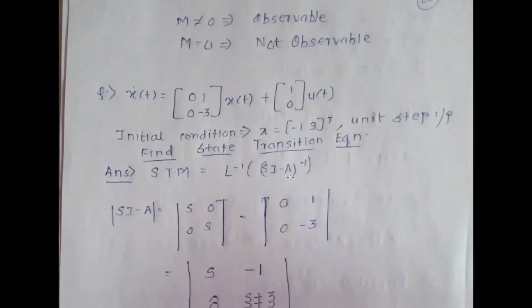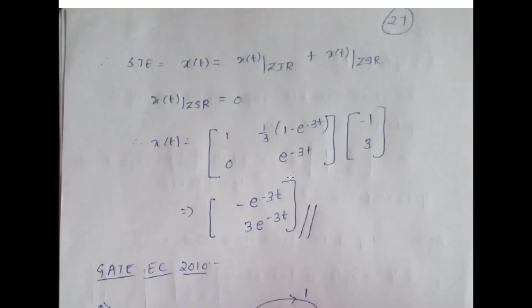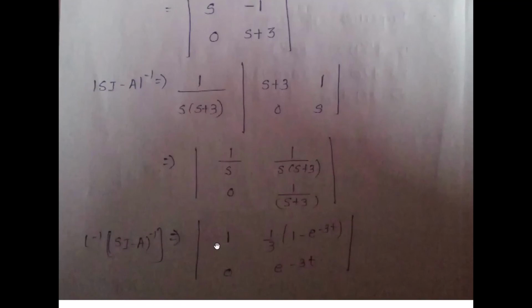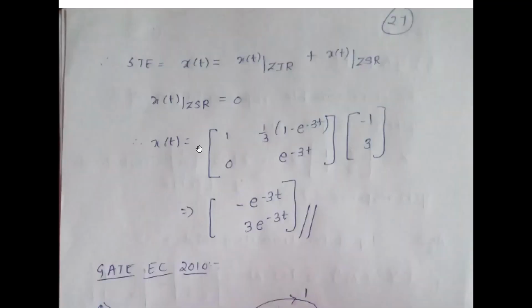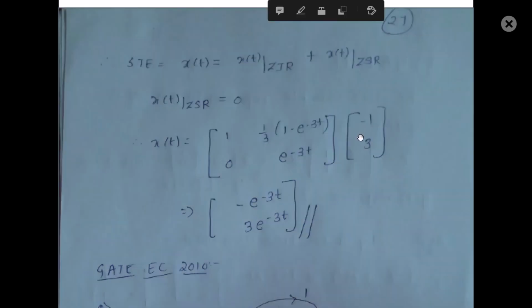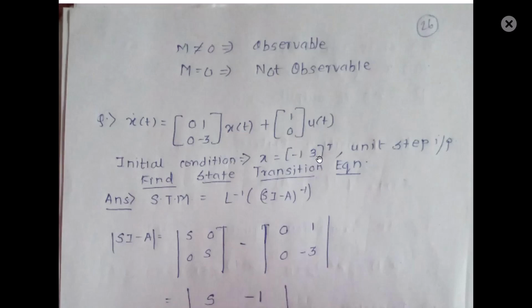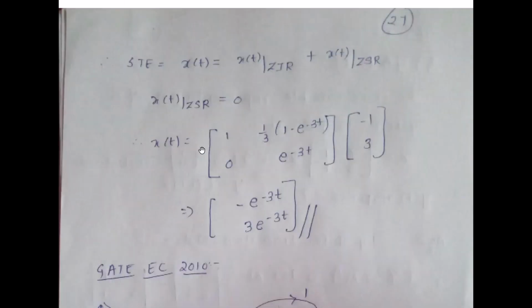The next topic is finding the state transition equation. So basically what you have to do is take this value which you got, Laplace inverse of (sI minus A) inverse, and you have to write the initial conditions. If you see over here, the initial conditions are mentioned as [minus 1, 3] transpose. So just multiply the state transition matrix with the initial condition and you will get the state transition equation as well. So this is the only thing.